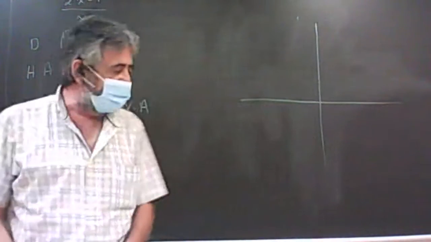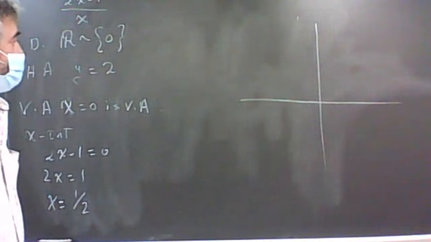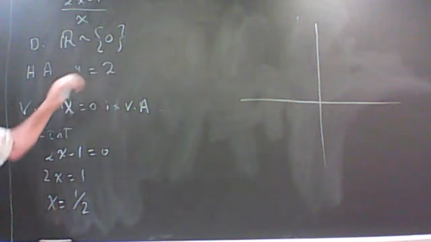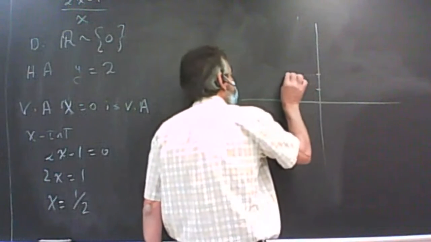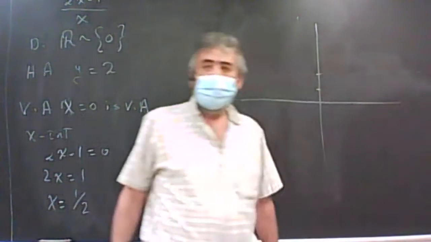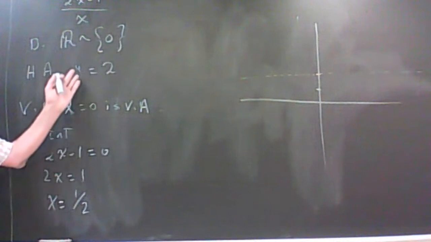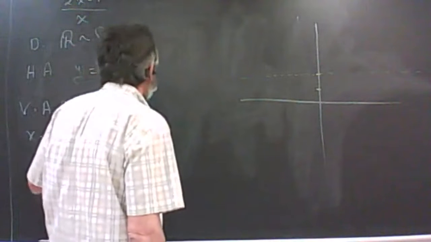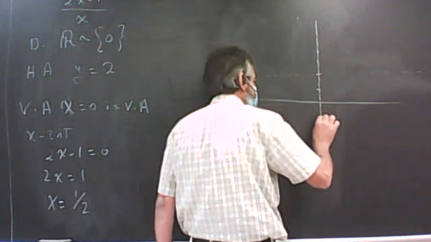So let's check. First, let's go ahead and put down our asymptotes. What is the first one? Y equals 2. That is the horizontal. Let's go ahead and put the vertical one. The vertical one is at x equals 0, so that means it is the y-axis.